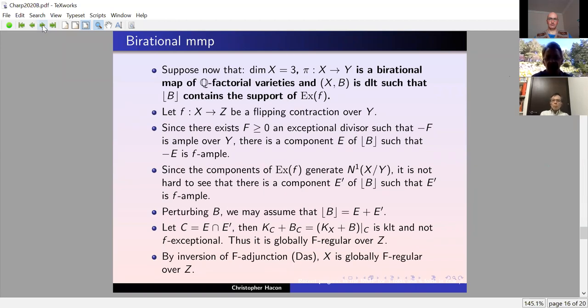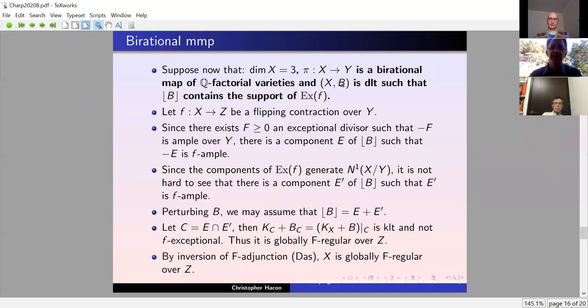Independently of the characteristics. So we want a result to be also true in characteristic 2, 3, and 5. Okay, but in this case, I have something more going on in my favor. So I'm considering the case in which I have a birational morphism from X to Y, and essentially I want to run the relative minimal model program for X over Y.